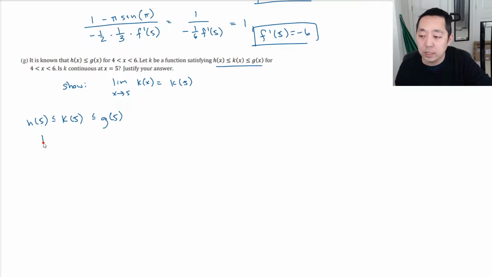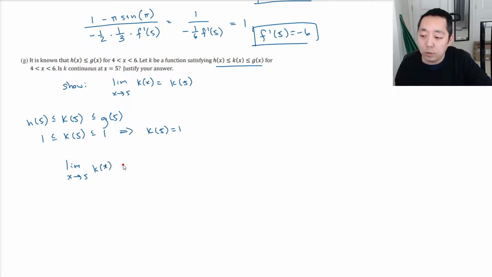And we know that this is 1, and this is also 1. So what that implies is that k of 5 must also equal 1. Because if k of 5 is greater than or equal to 1 and less than or equal to 1, then k of 5 must equal 1. Now let's compute the other side, which we know is equal to 1. How about the limit as x approaches 5?